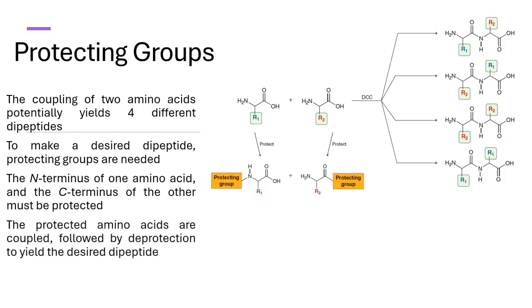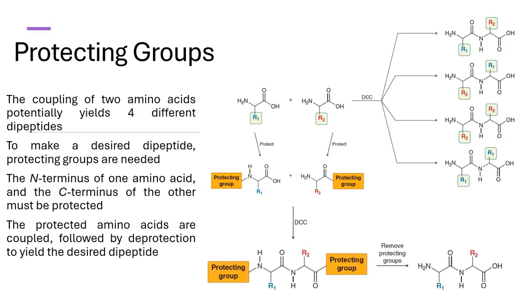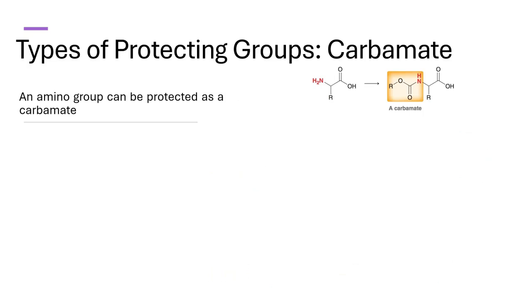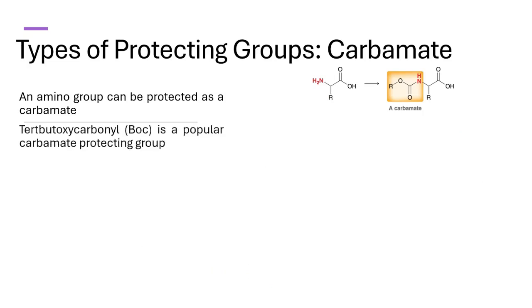Types of protecting groups. Carbamate. An amino group can be protected as a carbamate. Tert-butoxycarbonyl, or BOC, is a popular carbamate protecting group. The mechanism of adding the group is shown here. The group is removed easily under acidic conditions using an acid like trifluoroacetic acid.